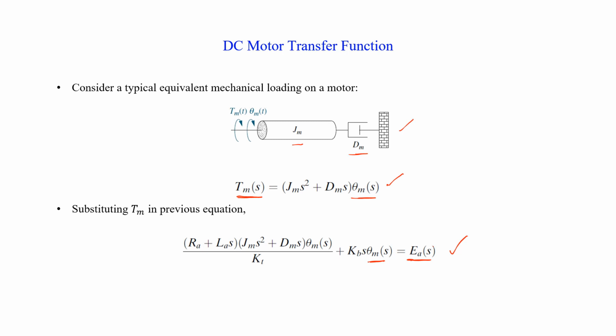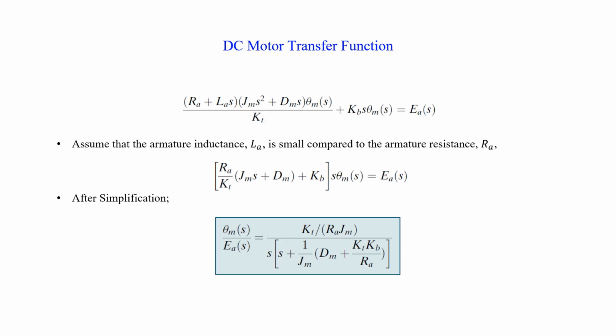Firstly, we will take theta m common, and from there we can easily find the transfer function theta m divided by Ea. In the case of a DC motor, usually the armature resistance is much larger than the armature inductance. Ra is much greater than La. Hence the terms with La can be ignored to simplify our calculations.